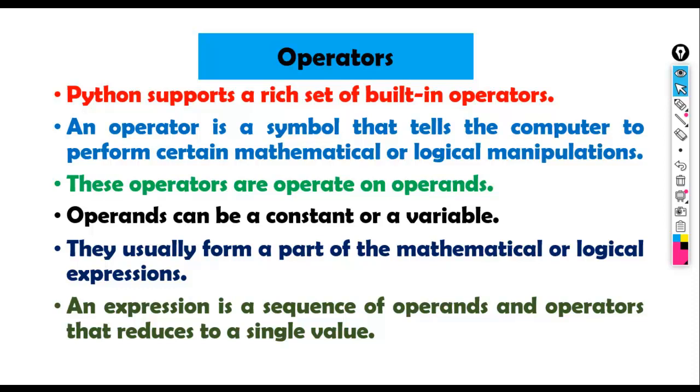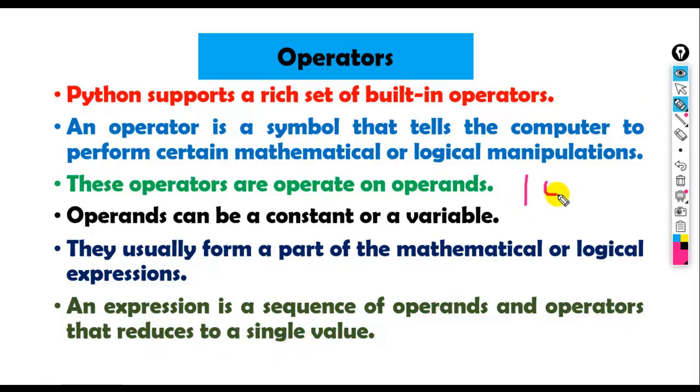What is an operand? An operand is an object on which the operator operates. They usually form a part of mathematical or logical expressions. What is an expression? An expression is a sequence of operands and operators that reduces to a single value.